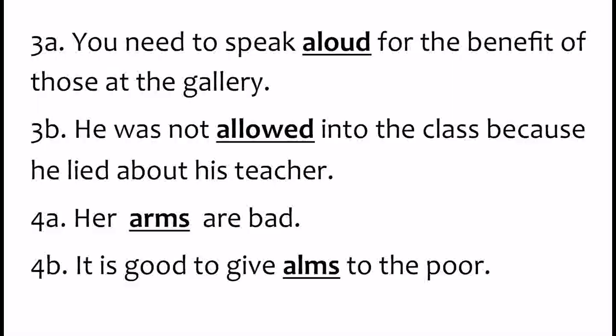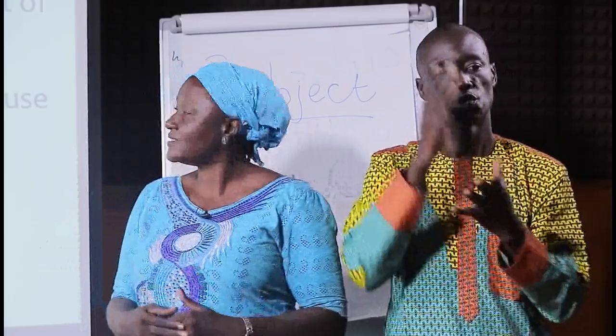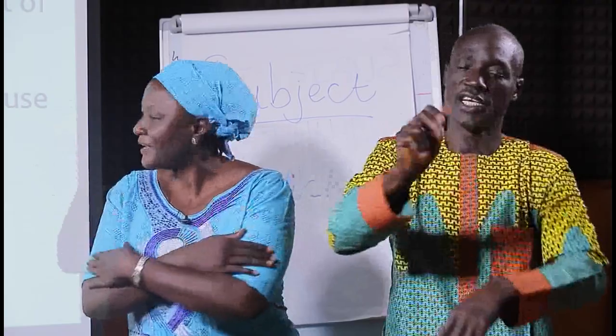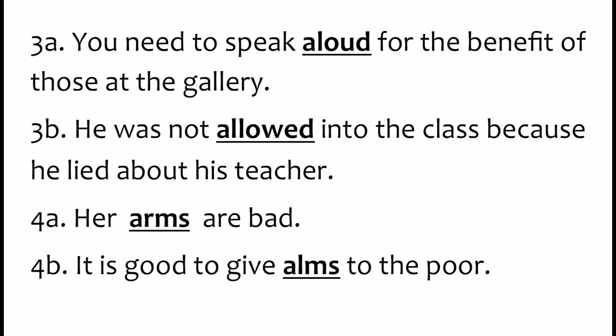Allowed here is spelled A-L-L-O-W-E-D. When you are being stopped from entering the class, it means you were not allowed to enter the class. 4A, her arms are bad. Her arms are bad. 4B, it is good to give alms to the poor. It is good to give alms to the poor.